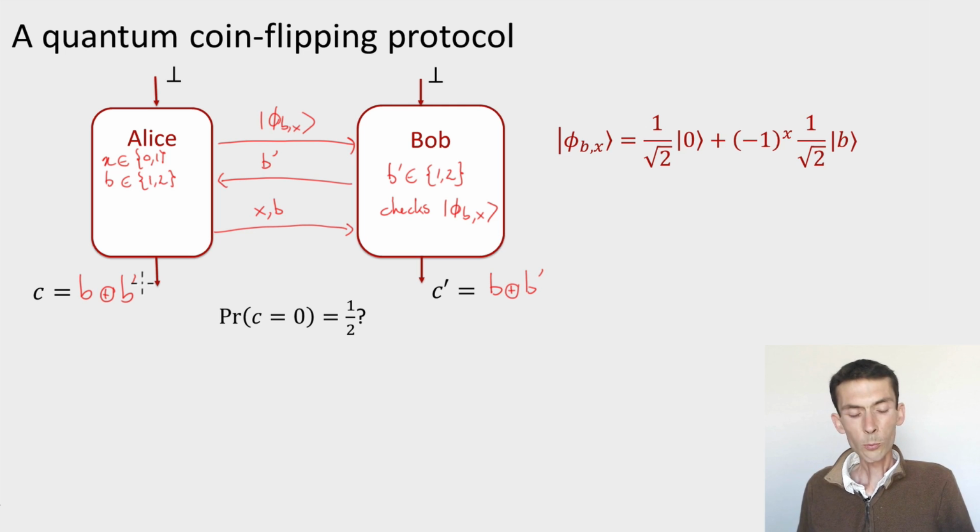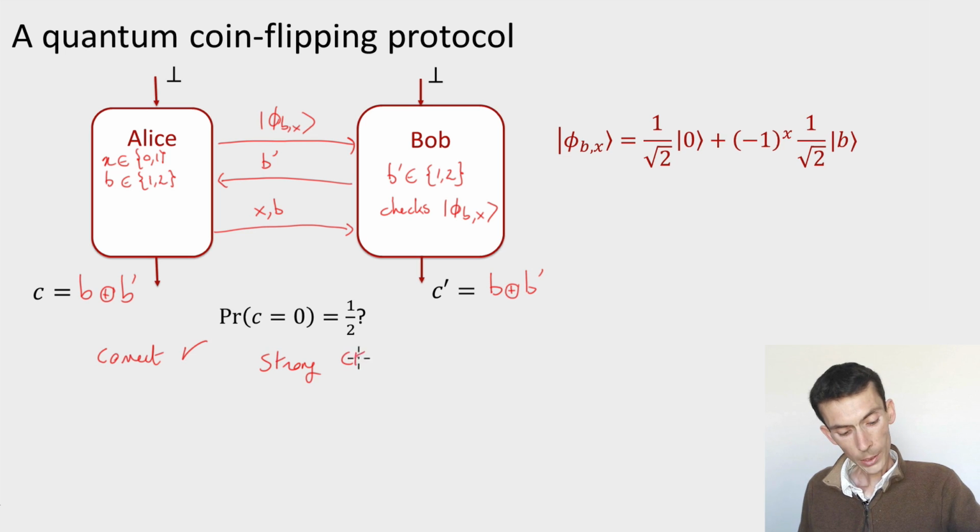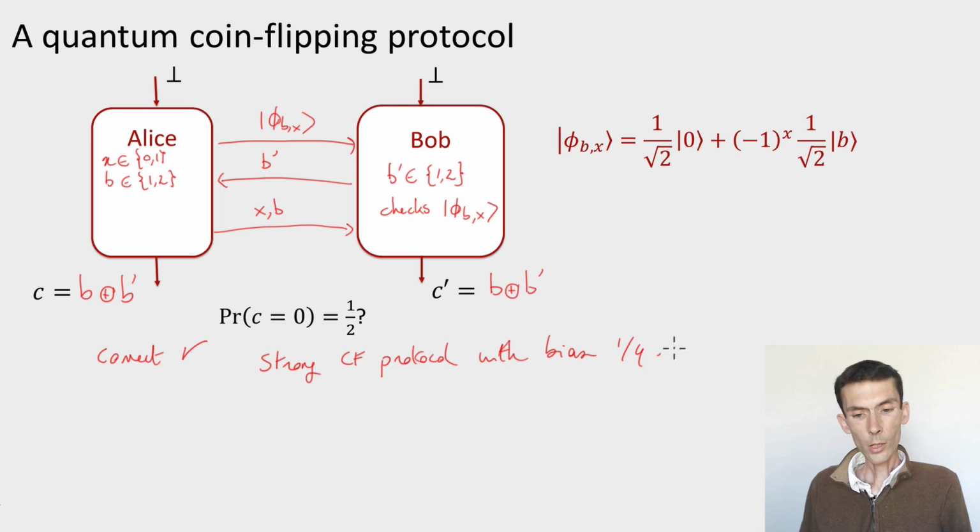Okay, so does this protocol work? Well, first, observe that it is correct. If Alice and Bob are both honest, then we do get a uniformly random bit flip. That's just because b and b' are both chosen uniformly at random. So this is okay. Now, in terms of security, the protocol is not going to be perfect. What you can show is that this is a strong coin flipping protocol with bias a quarter. As I mentioned in the previous video, the best that we can achieve is bias about 0.21. So this doesn't quite get us there, 0.25, but it's not that bad either.